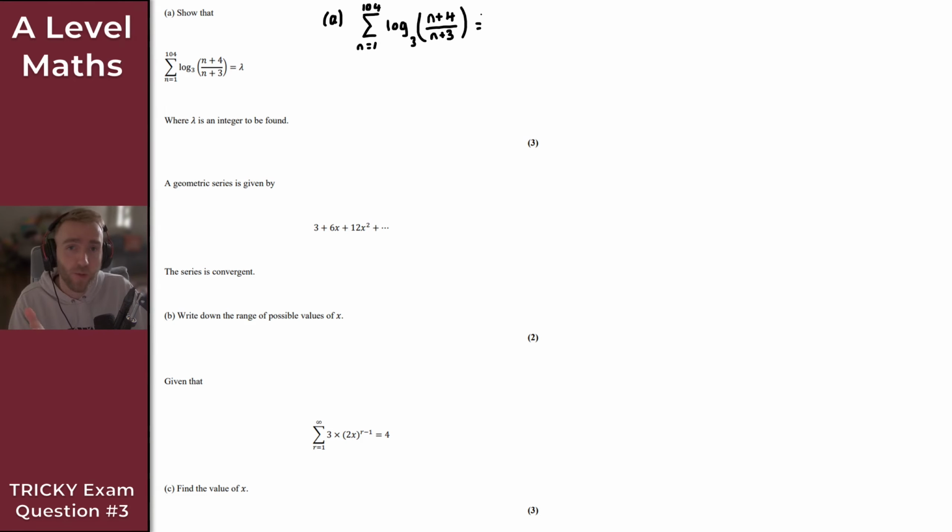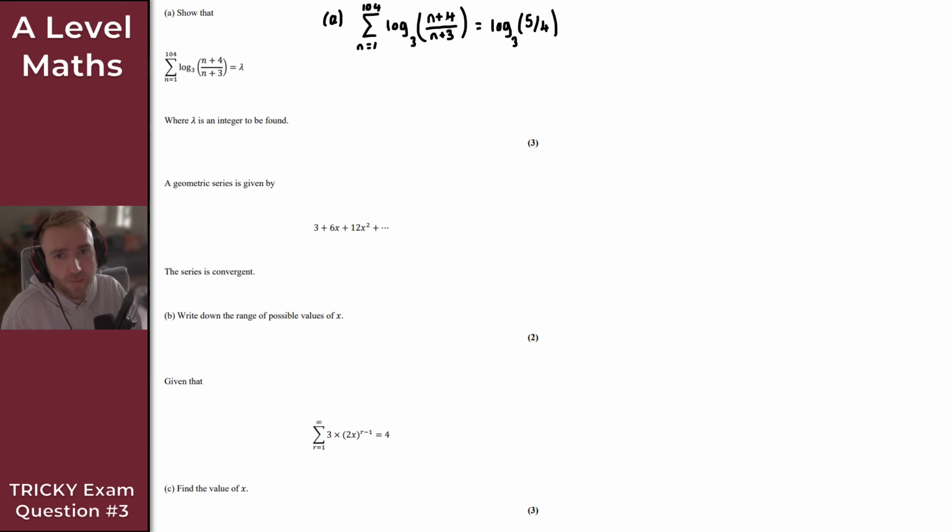So the first term here is when n equals 1. When n equals 1, what I get here is 1 plus 4, so that's 5, all over 1 plus 3. So I get 5 over 4 here for log base 3. So log 5 over 4, base 3, is my first term.